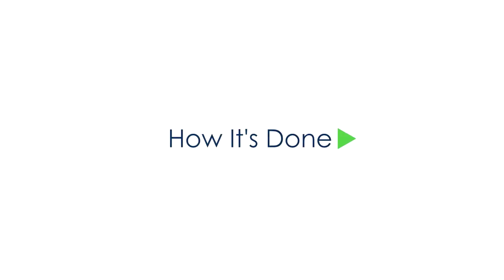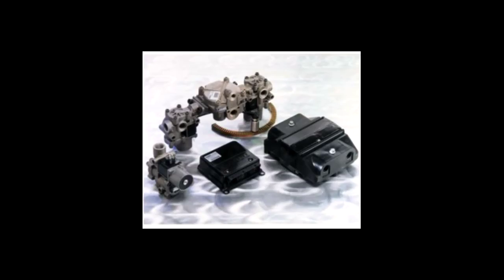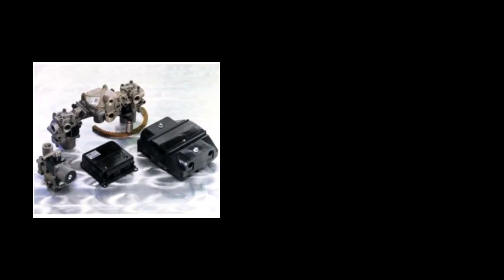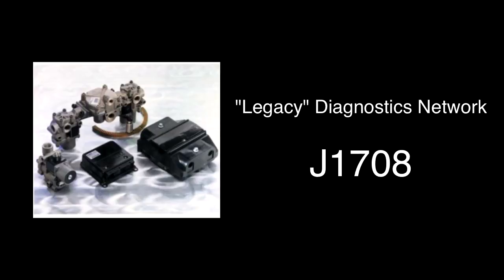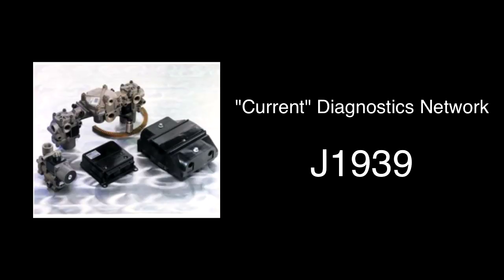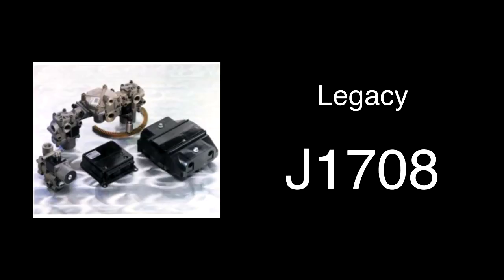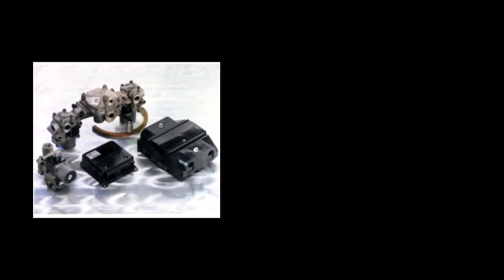In this video, we'll demonstrate how to retrieve and view ABS and traction control faults using the Wabco Toolbox software. The Wabco braking equipment has been fairly standard for the past decade, but there have been recent changes in the 2013-2014 vehicle model year. The earlier version, what we call the legacy system, used the J1708 network for diagnostic communications, whereas the current versions use J1939. This video demonstrates how to retrieve and view faults on the legacy system for the Wabco Toolbox software.